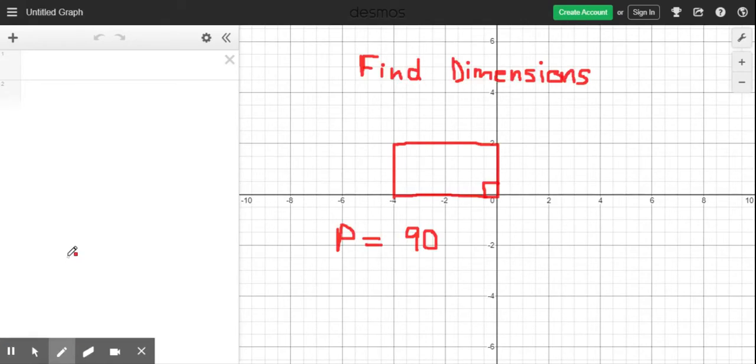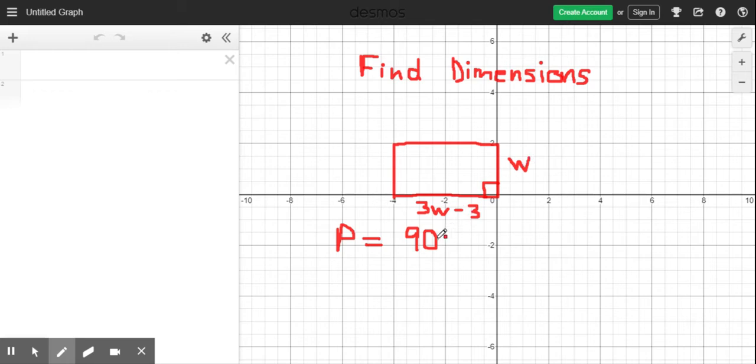Okay, so we are supposed to find the dimensions of a rectangle whose perimeter is 90 and the length is 3 inches less than triple the width. So let's call the width W. Now, triple the width would be 3 times W, but this length is 3 inches less than triple the width. So we have dimensions. Our length is 3W minus 3, and the width is W.